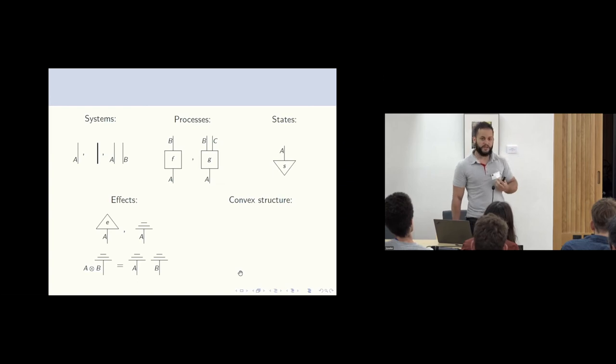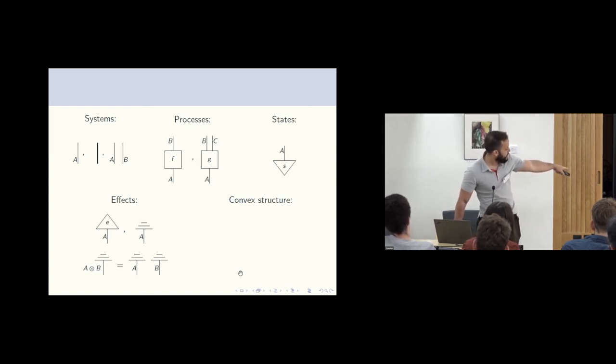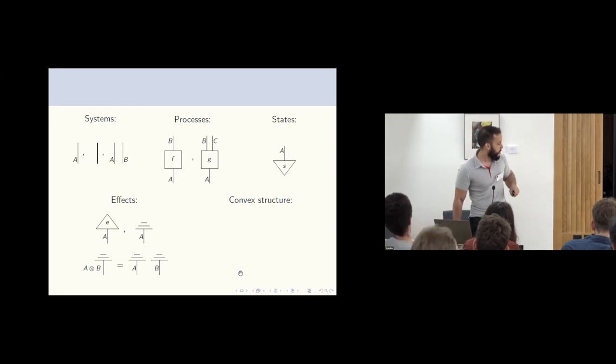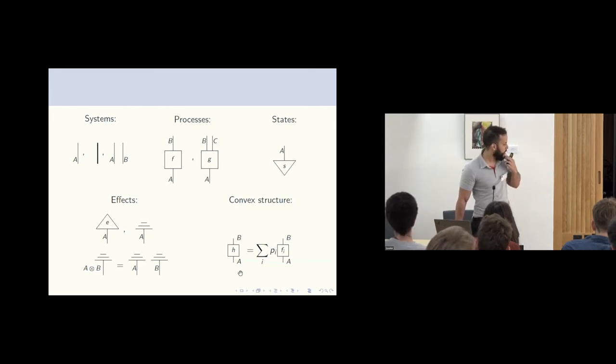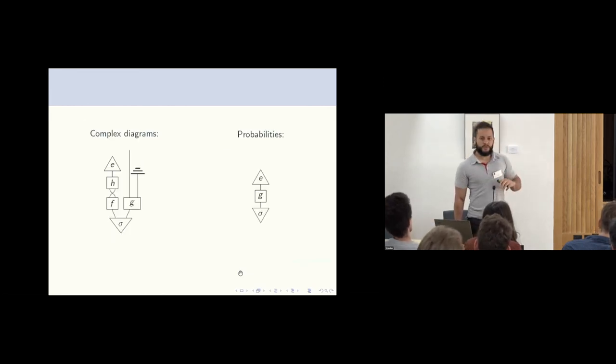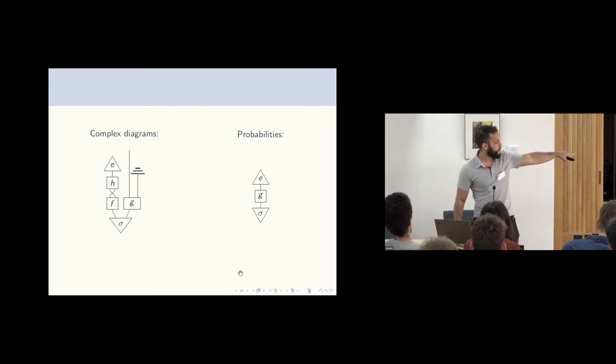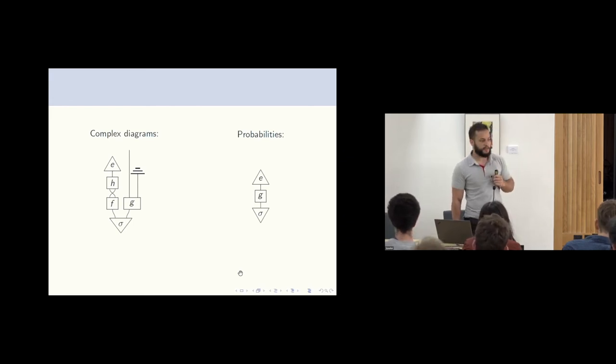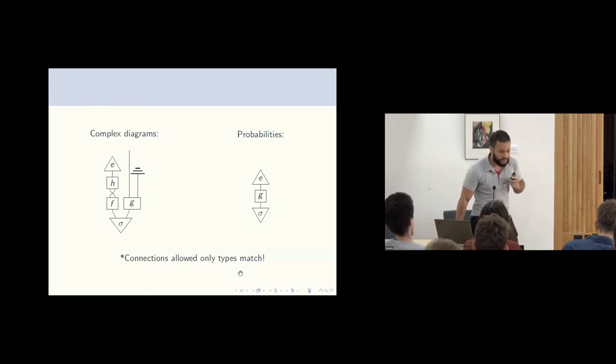Because we will be interested in causal GPTs, we have additionally that the discarding effect in composite systems is just the parallel composition of the discarding effects of the single systems. Additionally, the GPTs have a convex structure, so we are allowed to have summation of processes, as long as the sums are convex. And using these small elements, you can construct more complex diagrams by connecting the wires, as long as the types of wires match. So you cannot connect a wire of type A with a wire of type B. And in particular, when you construct a diagram that has no loose wires, these diagrams represent probabilities. So remember that the connections are only allowed when the types match.